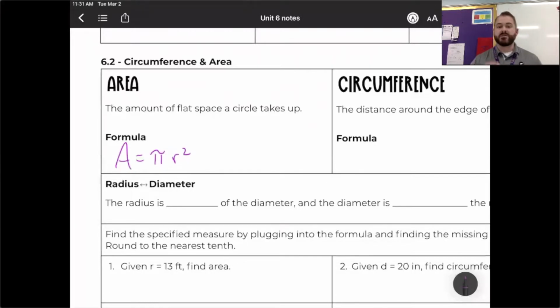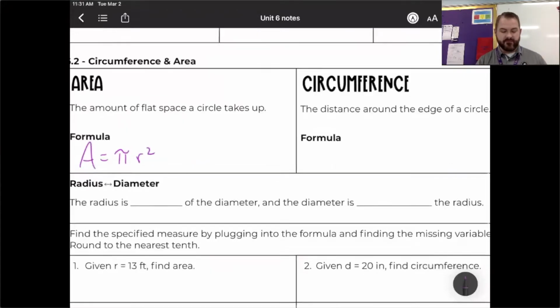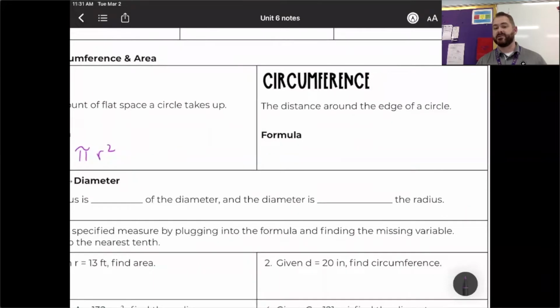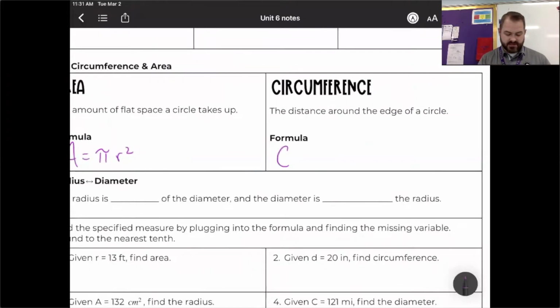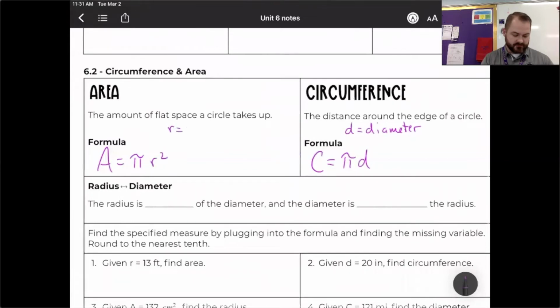Okay? And we also talk about a circle's circumference. And we mentioned this in the previous lesson. The circumference is the distance around the edge of the circle, and that has a formula as well. That formula is C equals pi times D for diameter. D equals diameter, and R equals radius. Okay? And so these are formulas we're going to use as we go throughout this lesson.